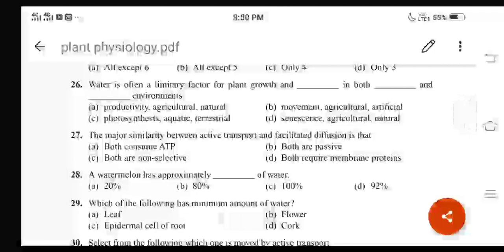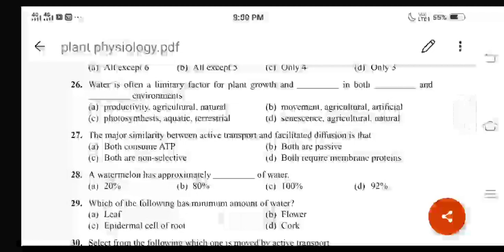Okay, this we have already studied. And this concept comes in plant water relations, right? You can refer to the answer for this one on page number 179, right? Okay, and the next question number 27.